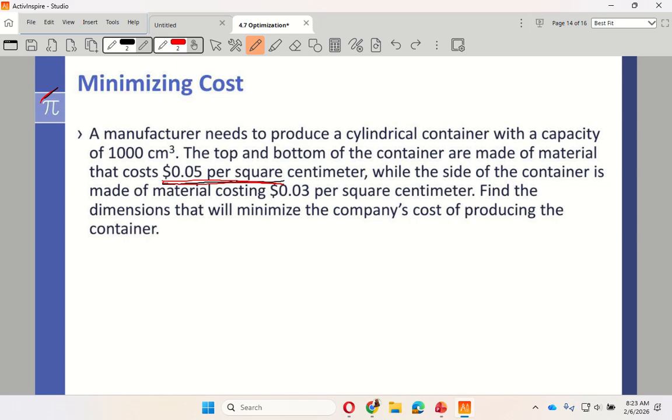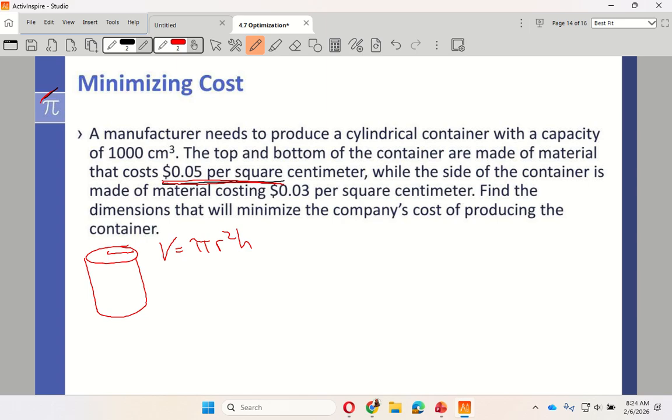So, the container itself, capacity. The container's capacity, so what does that tell me I need to also have? Volume, very good. So, the volume of a cylinder would be pi r squared h. Okay. Now, with the information given to me, I have to deal with the cost.